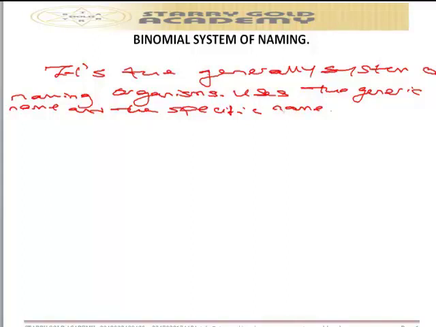Please let's take note. When we want to write the generic name, it should start with a capital letter, e.g. Panthera leo. The generic name should start with a capital letter and it should be underlined, right? And the leo should start with a small letter and also be underlined. That is the principle of naming organisms using the binomial system of naming.